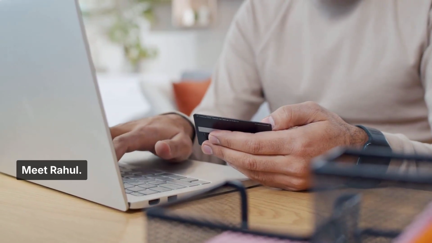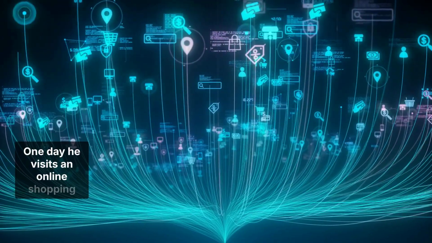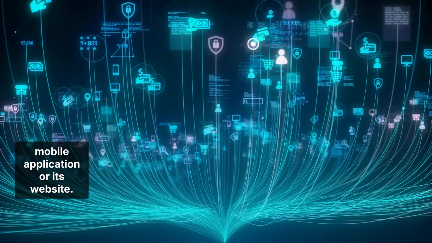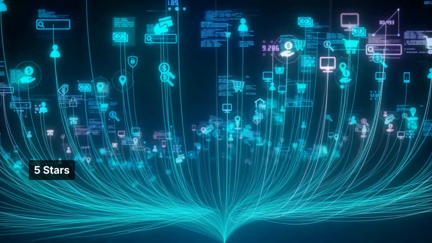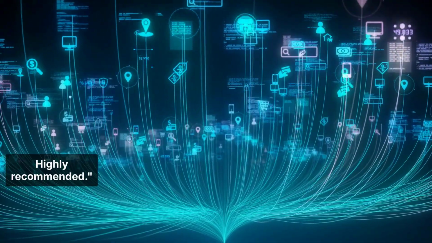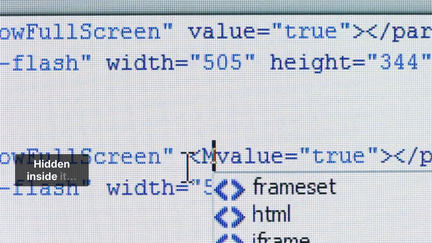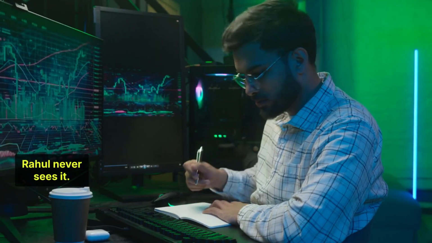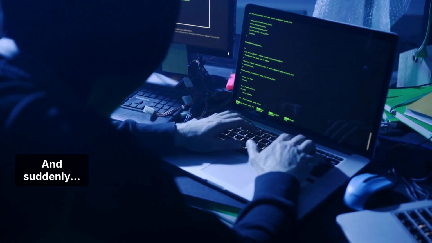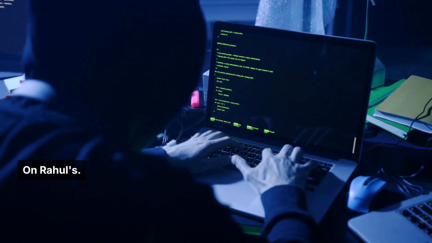Meet Rahul. Rahul loves reading product reviews before buying anything. One day, he visits an online shopping mobile application or its website. Everything looks genuine. He scrolls down. Someone has written 5 stars. Amazing product. Highly recommended. Looks normal. Except that review isn't just text. Hidden inside it is a tiny piece of JavaScript written by a hacker. Rahul never sees it. The website never blocks it. The browser happily executes it. And suddenly, that tiny script begins working. Not on the hacker's computer, on Rahul's.